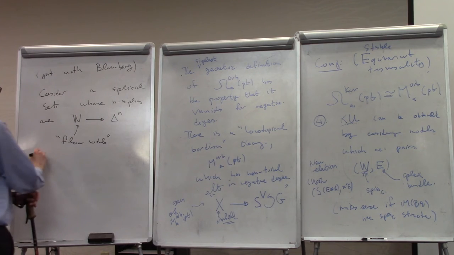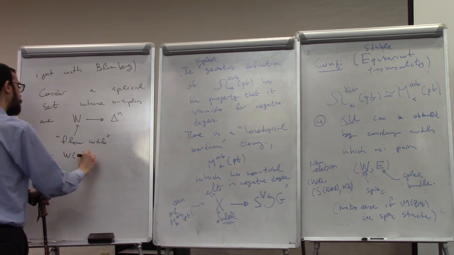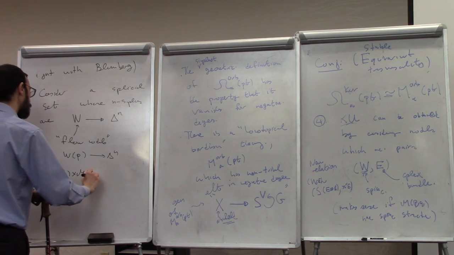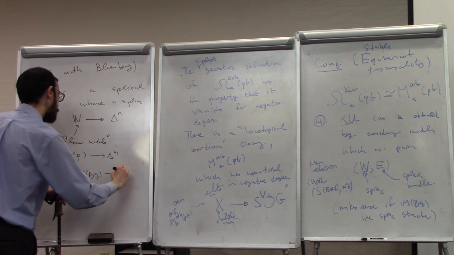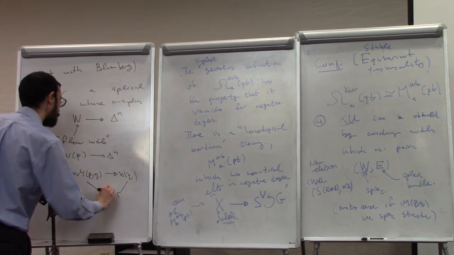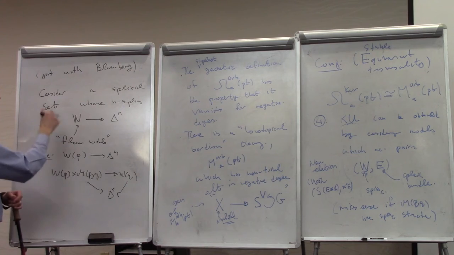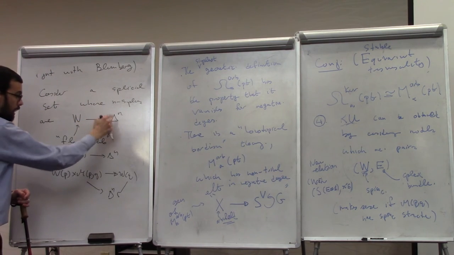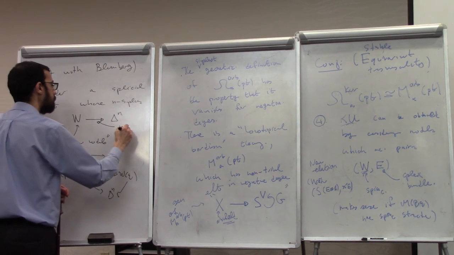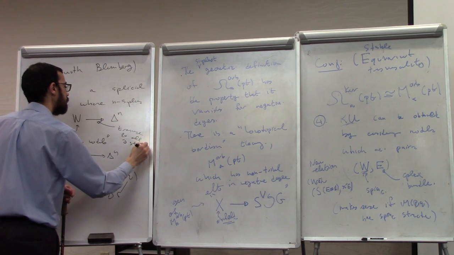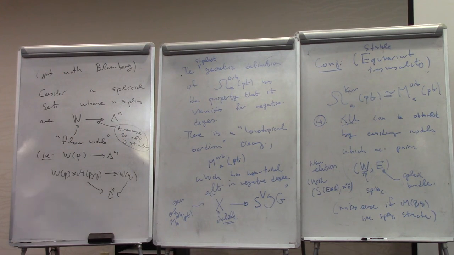So what does this mean in practice? You want to equip your maps, WP, with maps to delta n, and you want to make sure that if you take WP cross MPQ, mapping to WQ, this is compatible with the projection to delta n. It's not quite a simplicial set. The only way for this to be a simplicial set is for you to assume that this projection map is transverse to all boundary strata. Once you impose this, you have all the desired properties. You can restrict by just looking at the inverse image of a stratum, and that defines a simplicial structure.